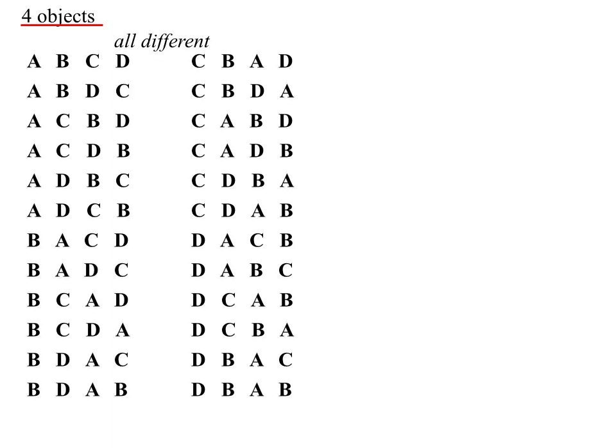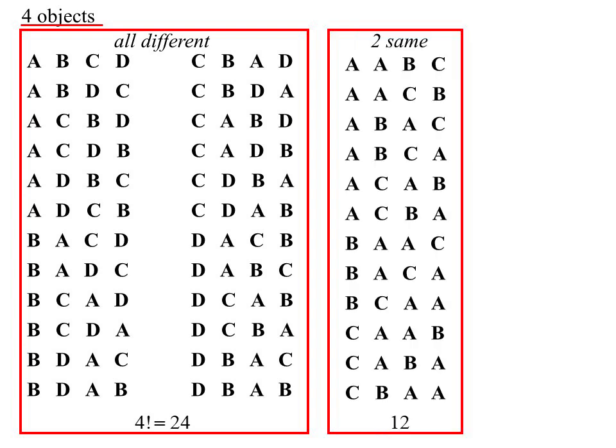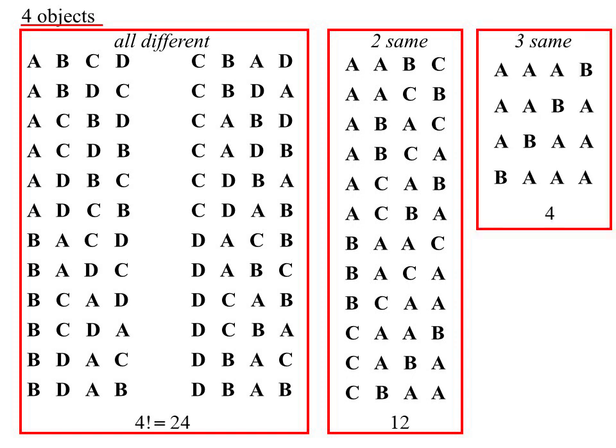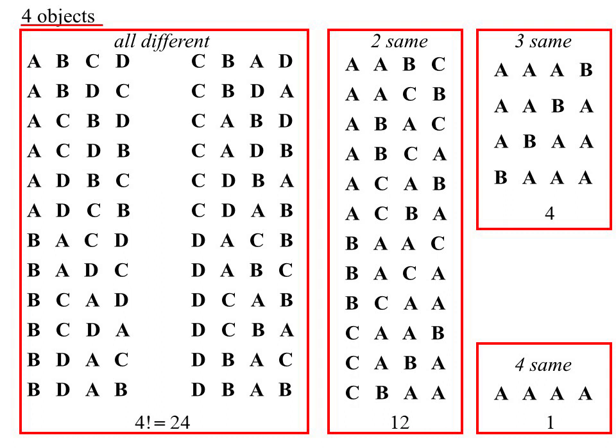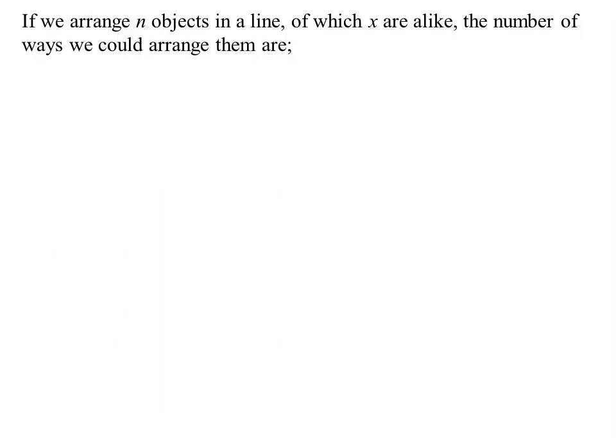Let's look at 4 objects then, see if we can pick up this pattern. If we have 4, there's 24 different arrangements. 2 the same, 24 to 12. There's that divide by 2 again. Well, what happens when 3 are the same? 3 are the same, 4. How do I go from 12 to 4? Divide by 3. 3 the same, righto. All 4 obviously is now 1. How do I go from 4 to 1? Divide by 4. So this is the pattern then.